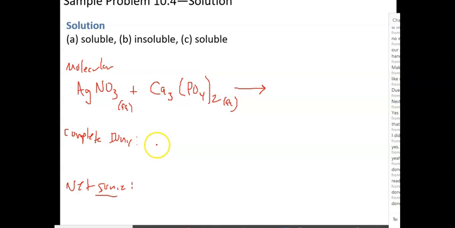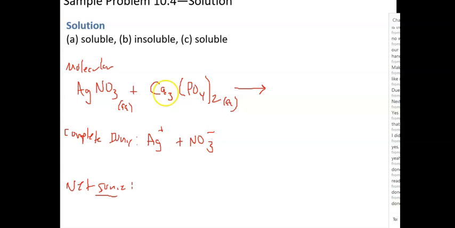All right, so like I told you last week, I like to do the complete ionic first just to know what ions I have for each of them. So the silver nitrate will be broken down into a silver ion plus a nitrate ion. And then the calcium phosphate, calcium, remember, has a 2+ charge, and then the phosphate has a 3- charge. Remember, these numbers don't come down because that's how many of the Ca pluses I have.